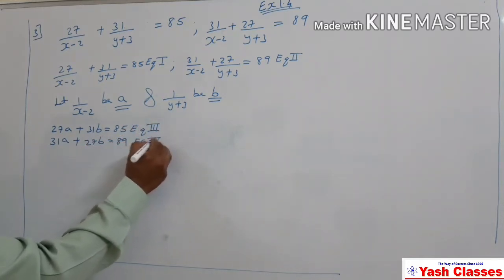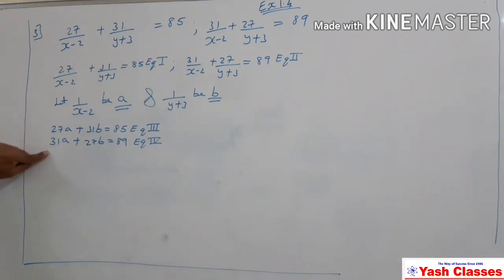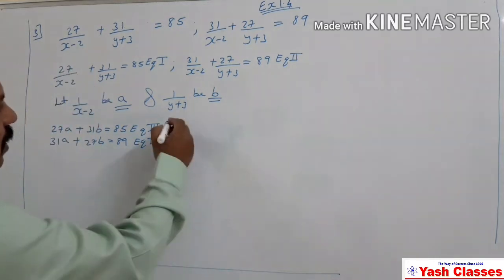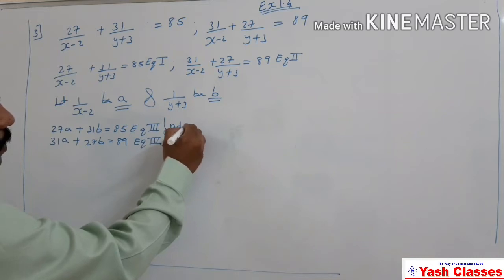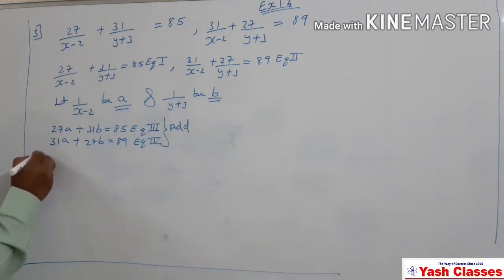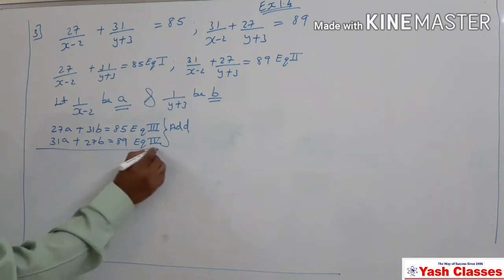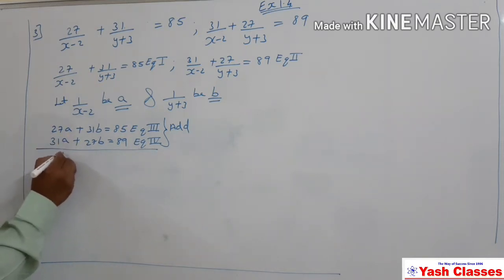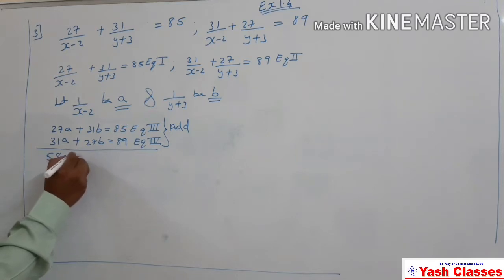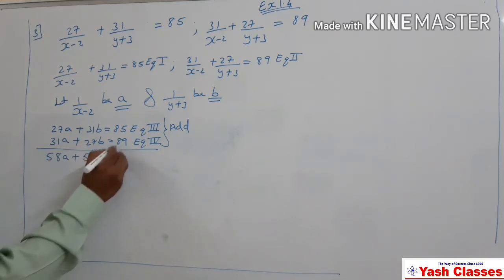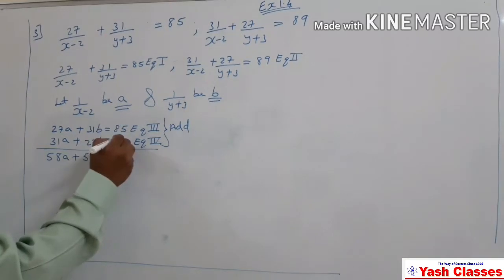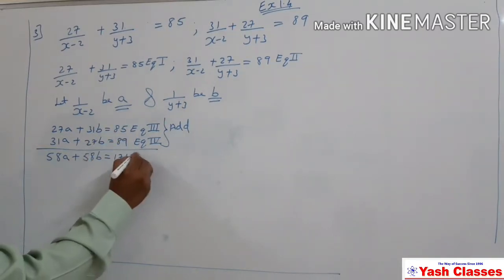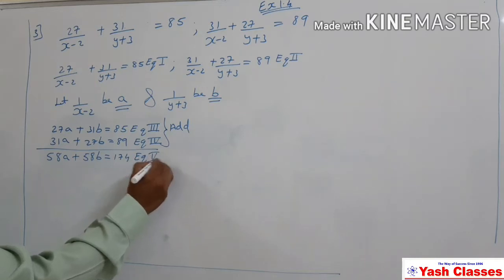Equation number 4. Now here 27, 31, 31, 27. First you have to add and then subtract. First add equations 3 and 4, and then subtract equations 3 and 4, and you will get the answer. Now here add. In addition you do not have to put a sign, you can do it directly. 58a plus 58b is equal to 174. Equations 3 and 4 give this equation 5.